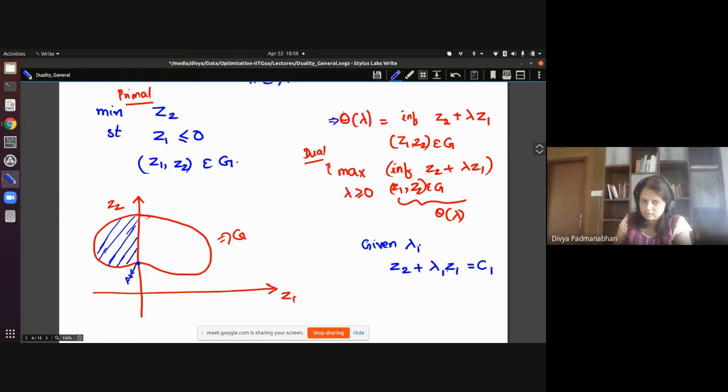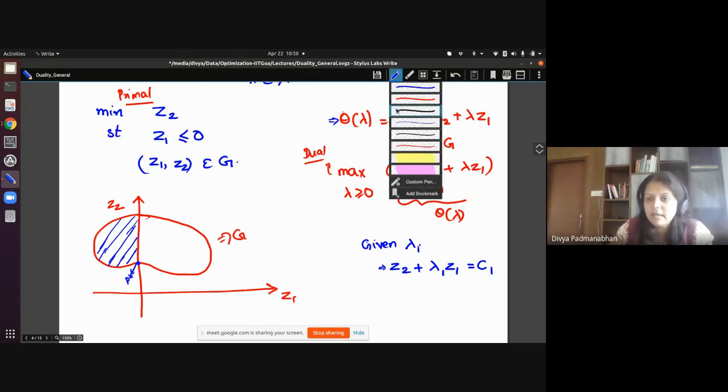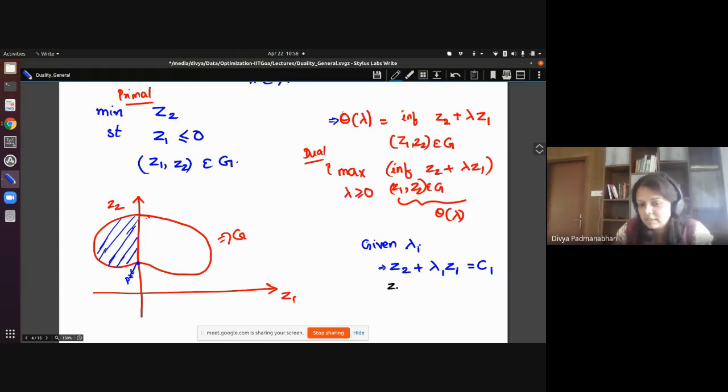So this is not necessarily theta lambda because it need not necessarily minimize this, but I'm just trying to understand what this region is. Now if you look at this equation, the set of all Z1 and Z2 which satisfies this is just the line. In particular, this is a line with slope minus lambda 1, and it has an intercept of C1.